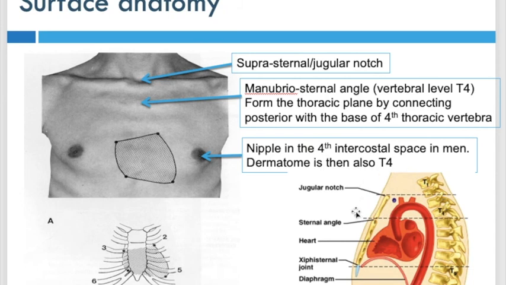This is a view of the heart from the side. Here we can see the sternal angle that's horizontal with your fourth thoracic vertebra. And it's at this level that I said the superior and inferior mediastinum are divided. And we will find a lot of other structures at this level. Here we have the xiphoid sternum that's attaching to the sternal body at the level of thoracic vertebra number 9.